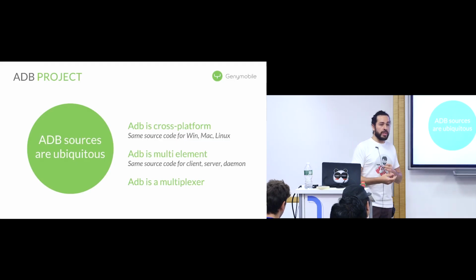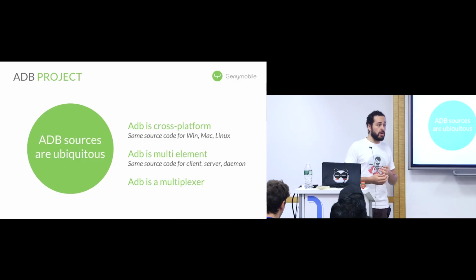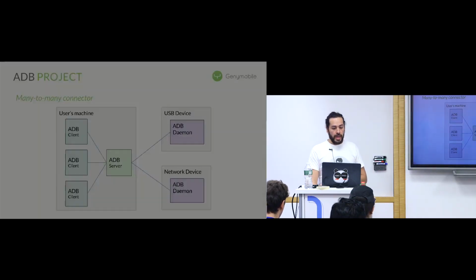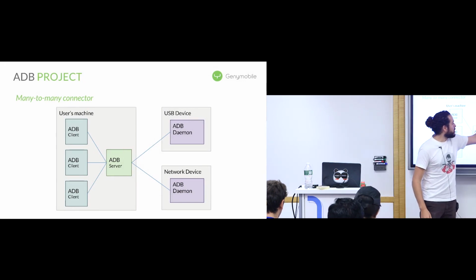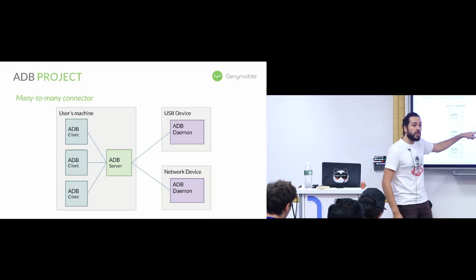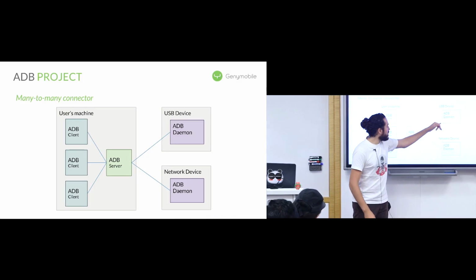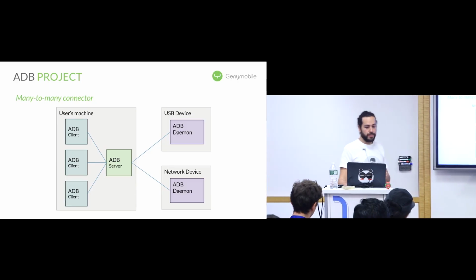And one more thing that is pretty complex is that ADB is a multiplexer. So it's a complex piece of software. The reason it's a multiplexer is that an ADB daemon can receive many requests at the same time, and an ADB server is the node between all that. It can have many, many ADB clients and many ADB daemons to connect to. So you can imagine how that's a highway.